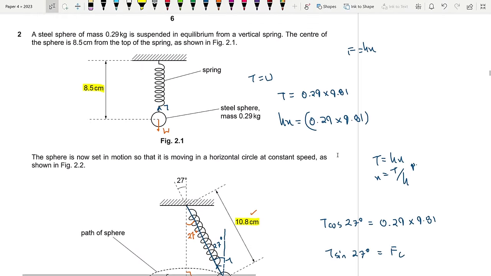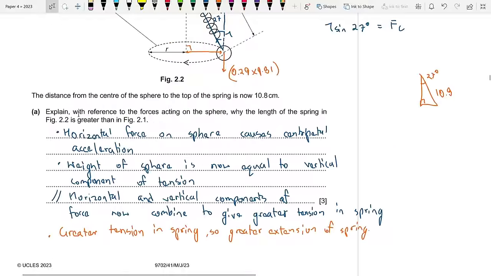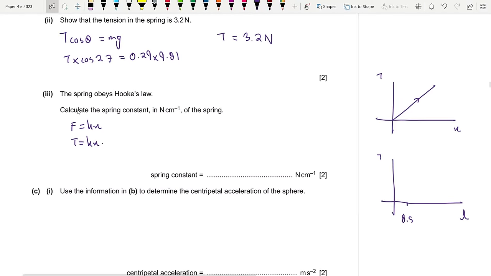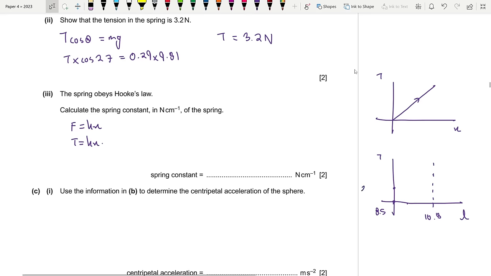How much was the length? Initially it was 8.5, and later on it became 10.8. So it should start from 8.5 and become 10.8. What was the initial tension? Initially, the tension was equal to the weight, which is 0.29 times 9.81, which is 2.8449. So initially it was 2.8449, and then later on it became 3.2.